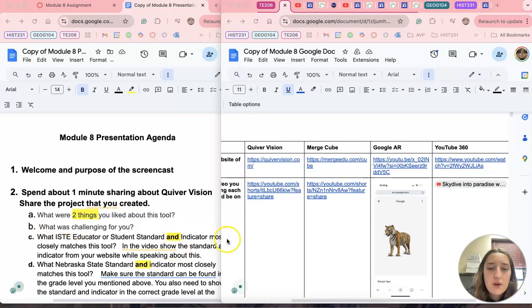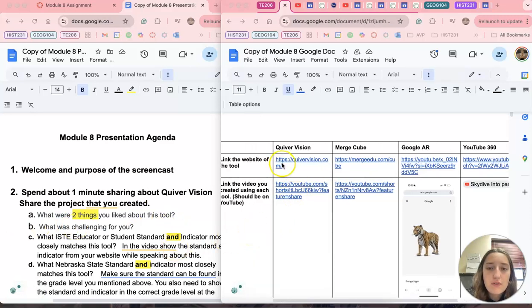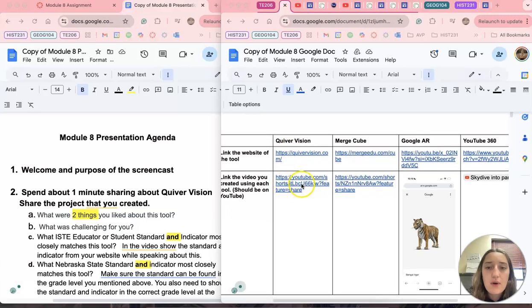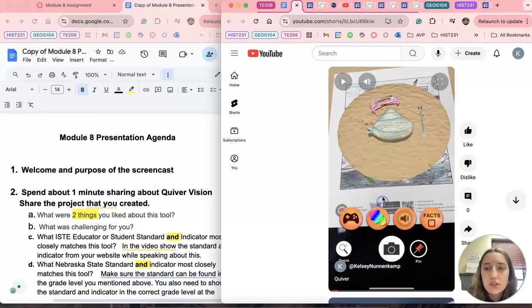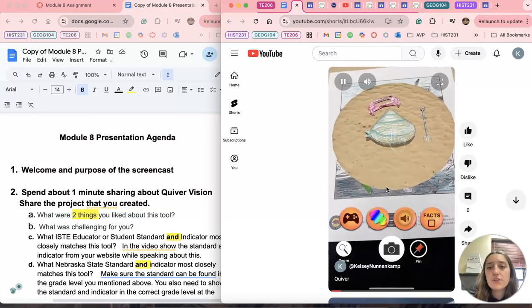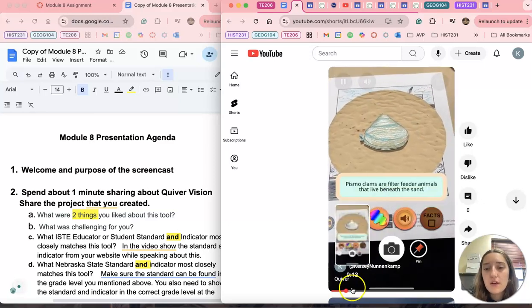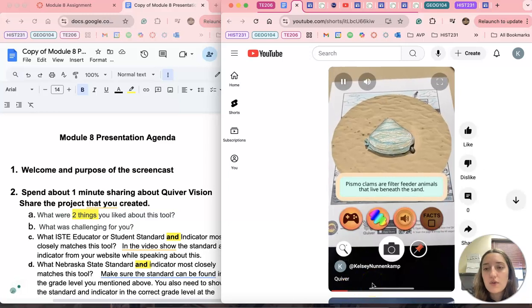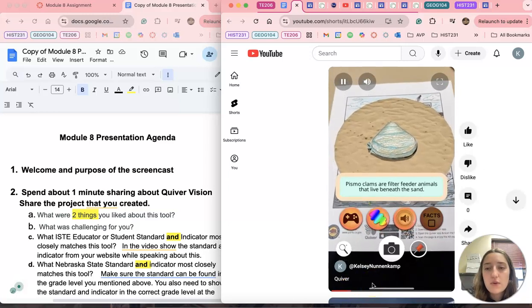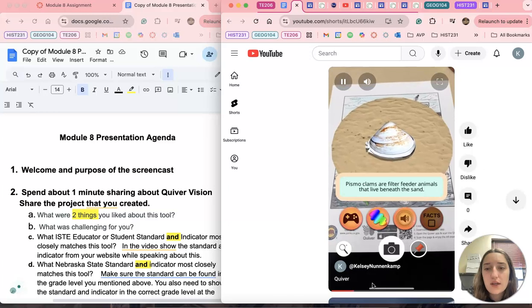So first I'm going to go ahead and talk about Quiver Vision. I have the website linked right here, but with that I was able to make a coloring sheet and then essentially make it come to life. And then when you click through it, it gives you facts. So what I do like is it's more hands-on.